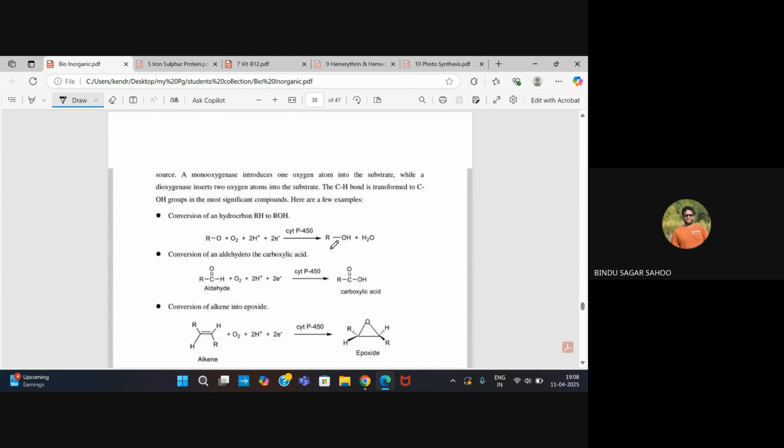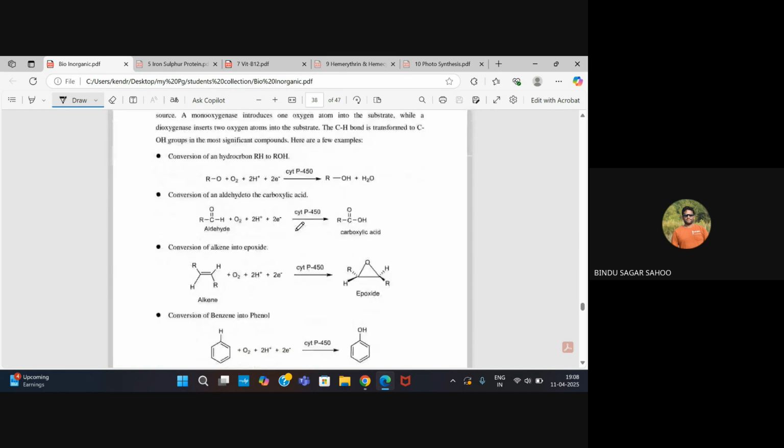You can see here, and there is R. This is not O actually, this is RH. That means you are taking the alkane. It makes an addition with the oxygen molecule, hydrogen ion, and electron, forming the alcohol. That means conversion of hydrocarbon RH to ROH. So here there will be addition of one oxygen atom. Or simply you can say you can make an oxidation reaction also.